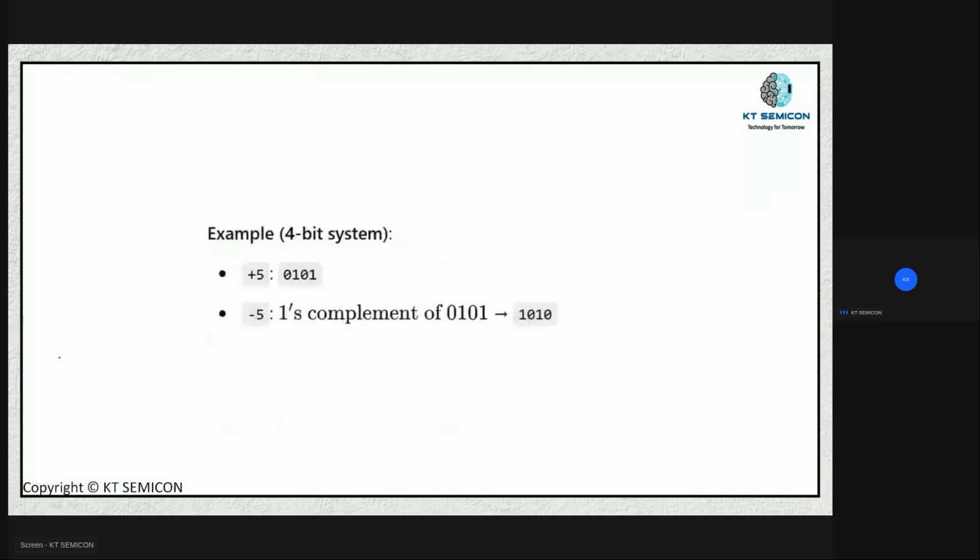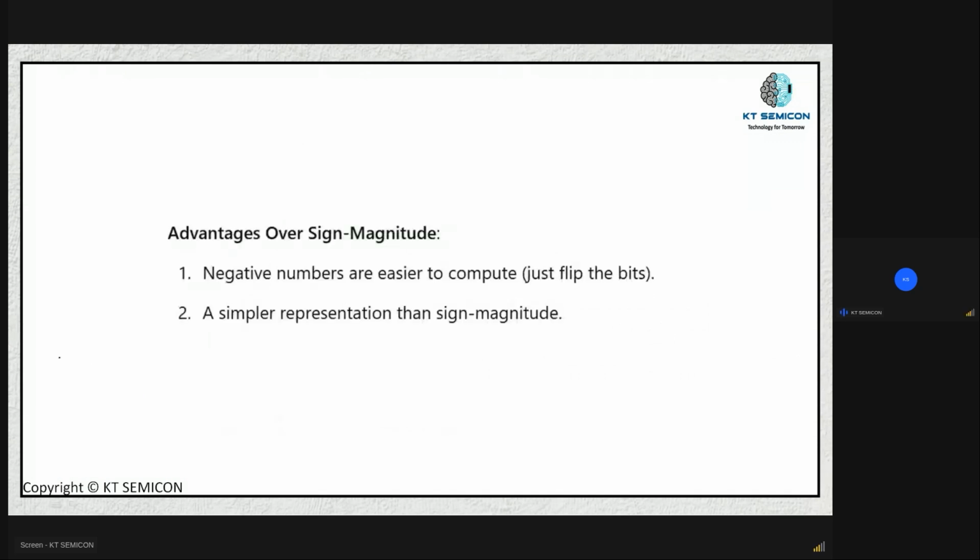Now, what is the advantage over sign magnitude form of representation? You can simply represent the negative numbers just by flipping the bits, and it is a simpler representation compared to sign magnitude because we are not allocating any extra bit for representing our sign. But one of the disadvantages is again we have two representations for plus 0 and minus 0. That is a disadvantage we have in one's complement form of representation also.